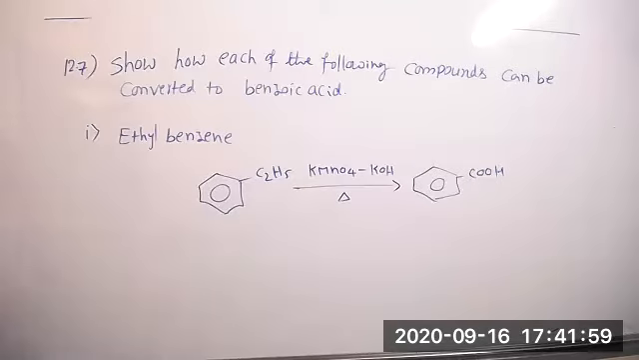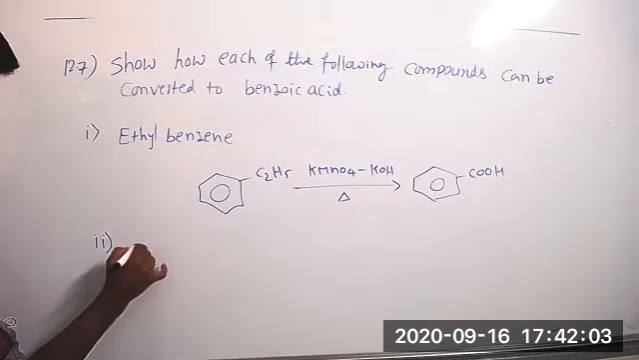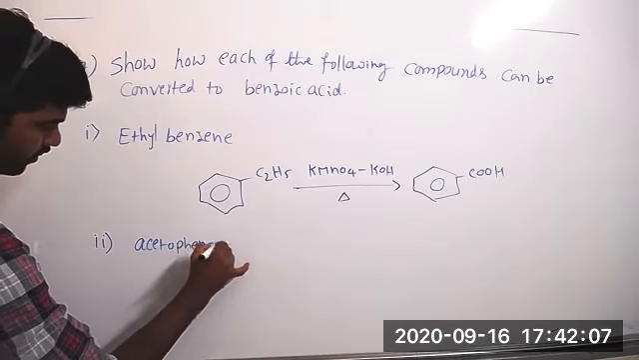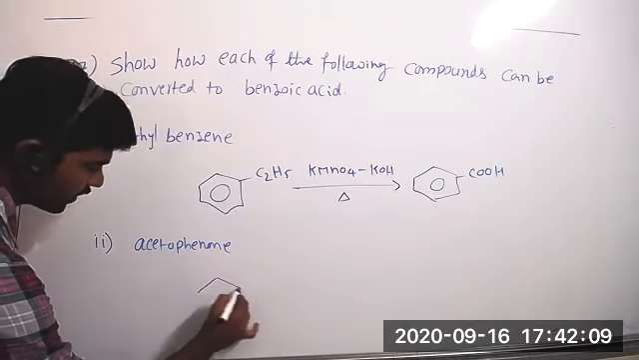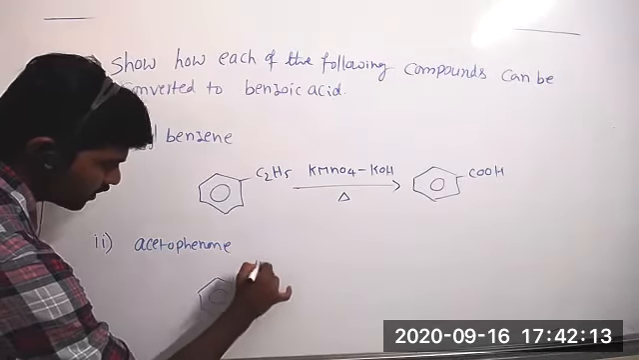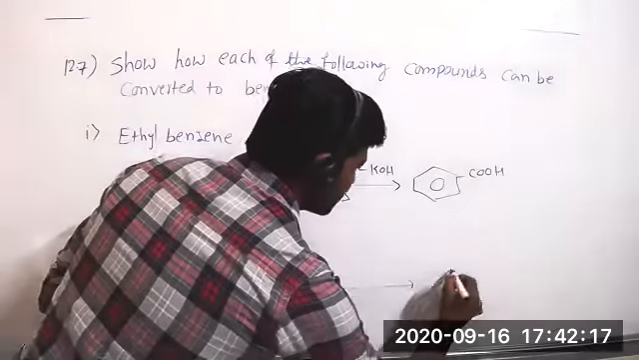Second one, acetophenone. C double bond O C. This is acetophenone. Convert this to benzoic acid.